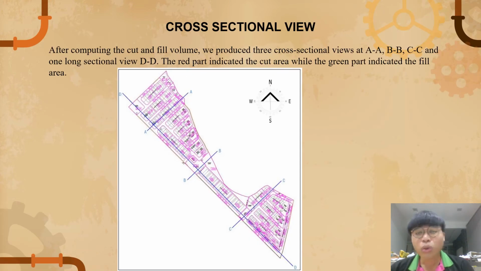Now we go to the cross-sectional view. After computing the cut and fill volume, we produce three cross-sectional views, which are AA, BB, CC, and one long sectional view, DD. The red part indicates the cut area, while the green part indicates the fill area.